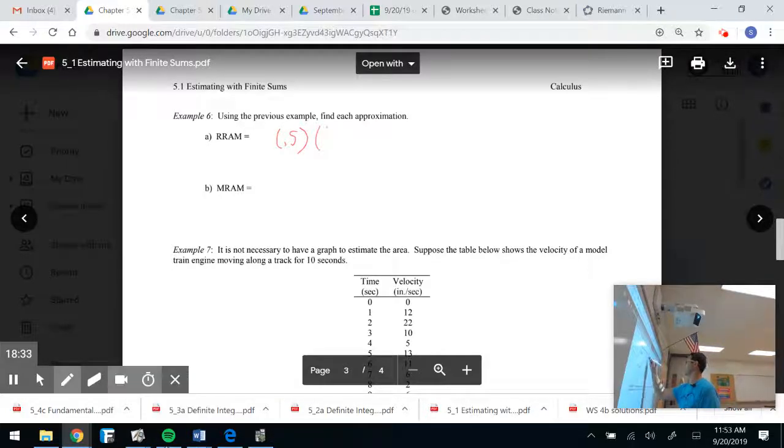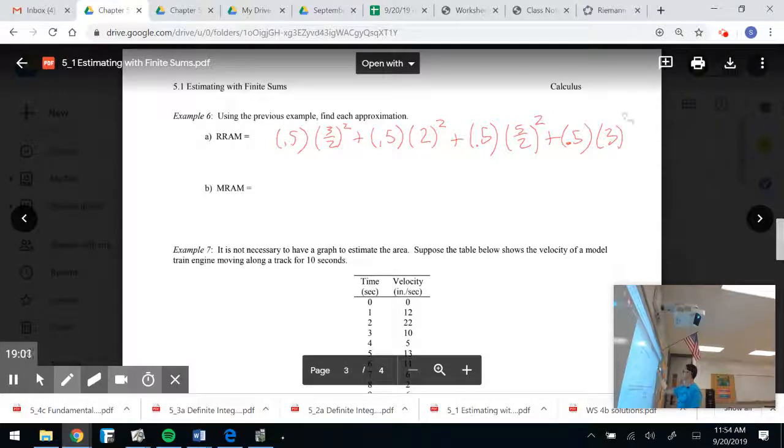So my first right side was 3 halves, but I have to square that, right, class? Plus 0.5. My next rectangle, if I use the right-hand side, would be at 2. So I'm going to go 2 squared. My next rectangle will be on the right side, and on the right side is 5 halves. And then my last rectangle will use the endpoint, which was 3, and so that would be 3 squared. So I hope you guys did that on your own. I got my answer right here. And if you did all of that math correctly, you get an answer of 10.75, which was an overestimate, right, class, when we thought about it?